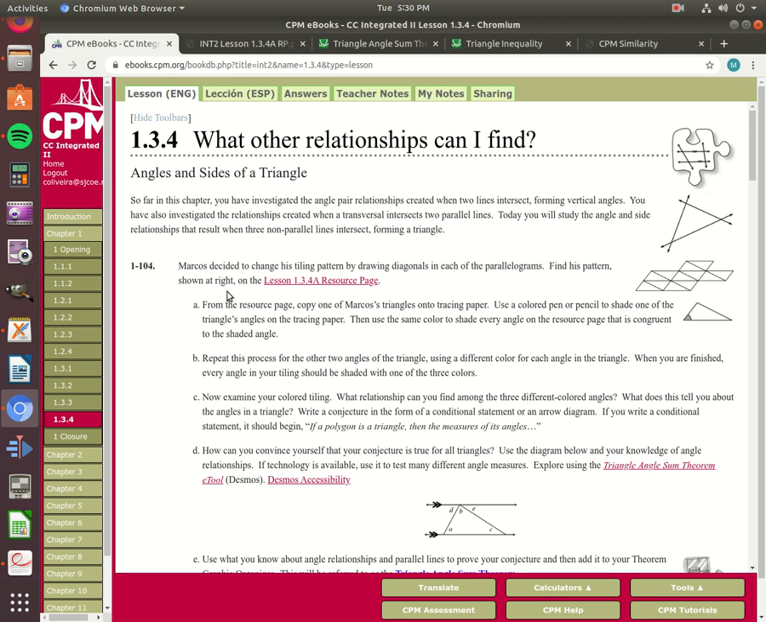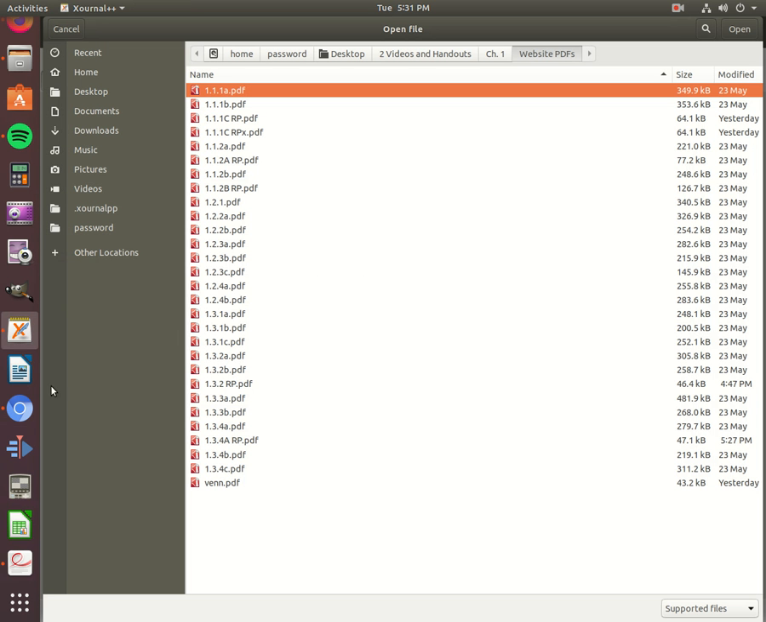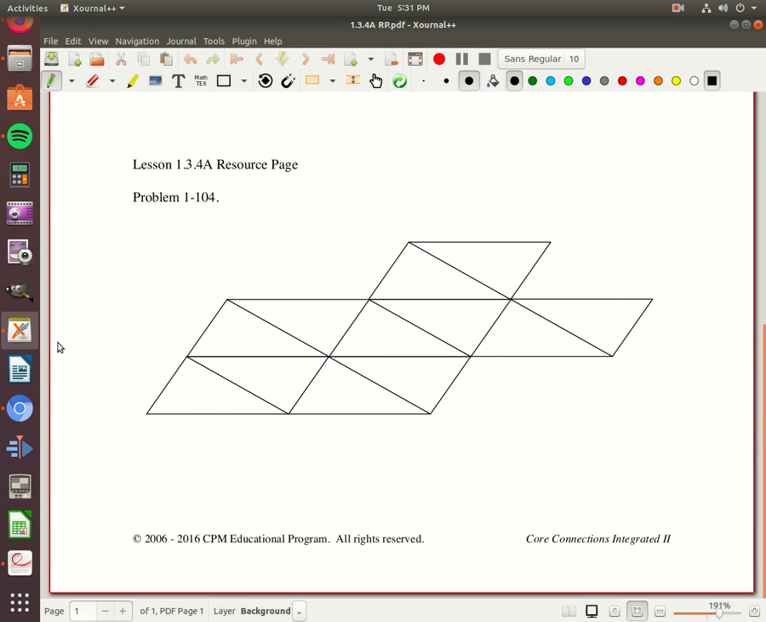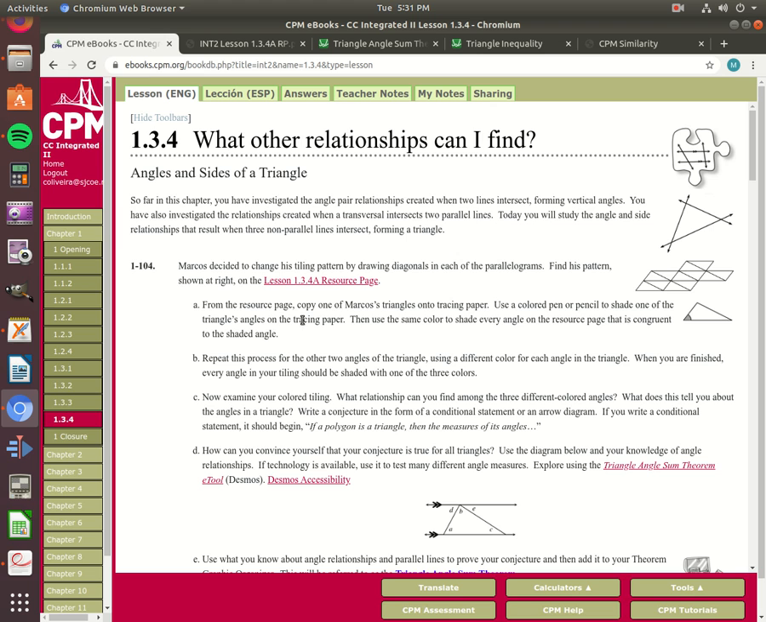So here we go. Marcos decided to change his tiling pattern by drawing diagonals in each of the parallelograms. Find this pattern. It sort of looks like this, right? It says, from the resource page, copy one of Marcus's triangles on tracing paper. Use colored pen or pencil to shade one of the triangle's angles on the tracing paper. Then use the same color to shade every angle on the resource page that is congruent to the shaded angle. Repeat this process for the other two angles.